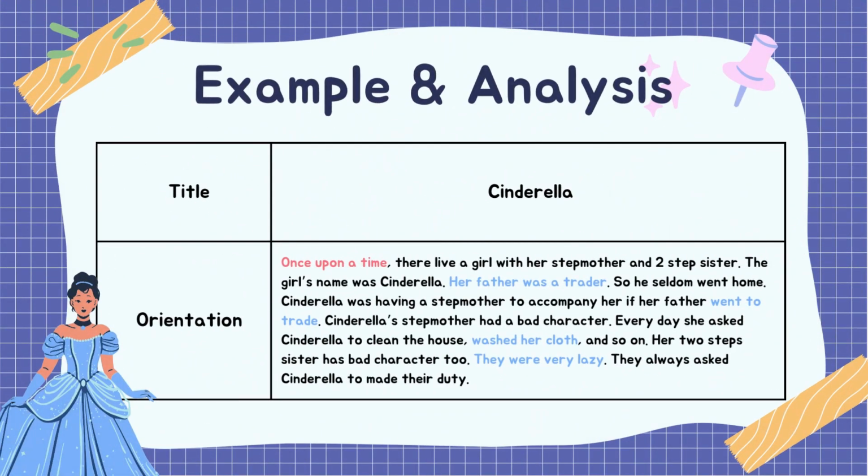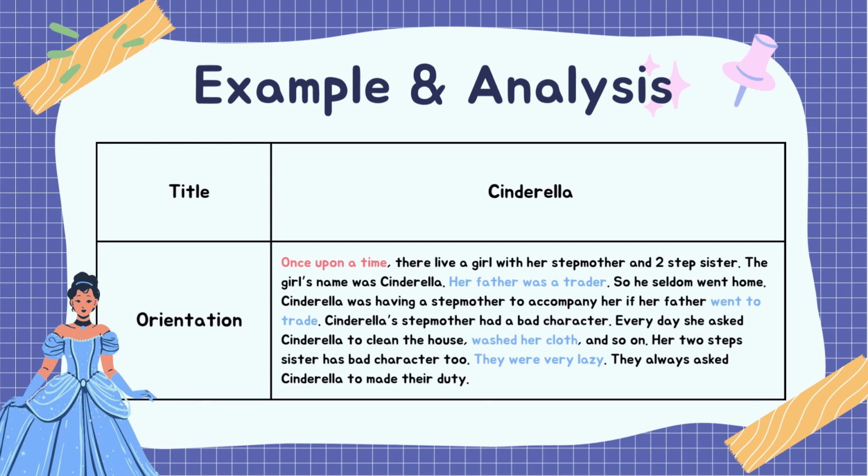Now we will look into the example of narrative text titled Cinderella. Once upon a time there lived a girl with her stepmother and two stepsisters. The girl's name was Cinderella. Her father was a trader, so he seldom went home. Cinderella had a stepmother to accompany her if her father went to trade. Cinderella's stepmother had a bad character. Every day she asked Cinderella to clean the house, wash her clothes, and so on. Her two stepsisters had bad character too. They were very lazy. They always asked Cinderella to do their duty.